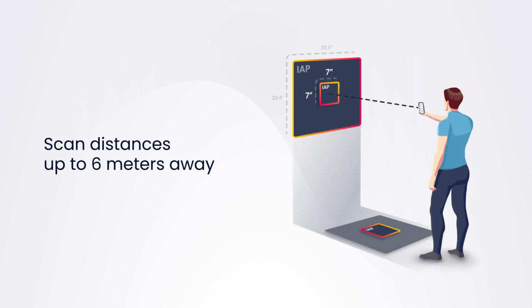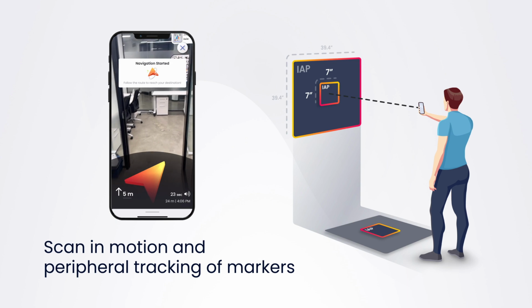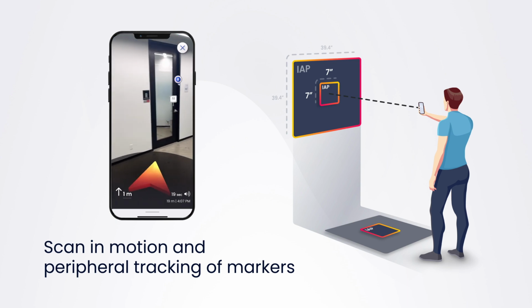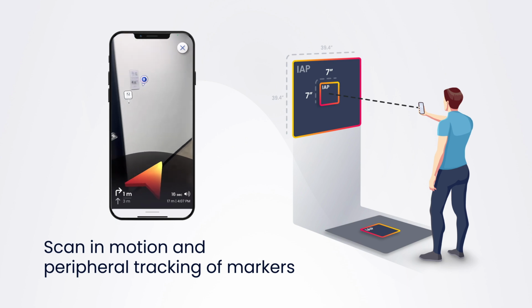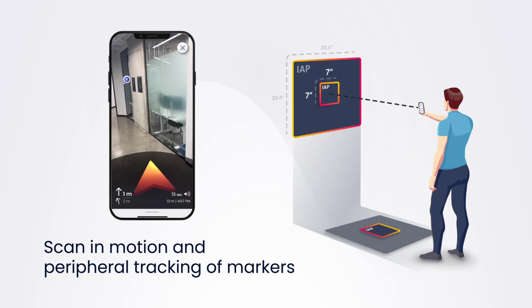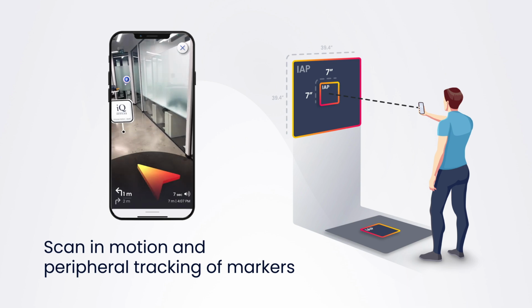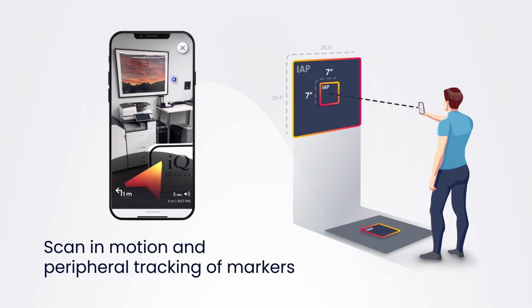Larger access points can be scanned by visitors from distances up to 6 meters away, making them ideal for integrating into your space efficiently. Additionally, these larger access points support scanning in motion, allowing visitors to engage with them on the go. This means an uninterrupted, smooth experience for users navigating through the space.